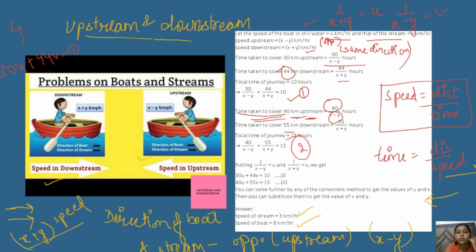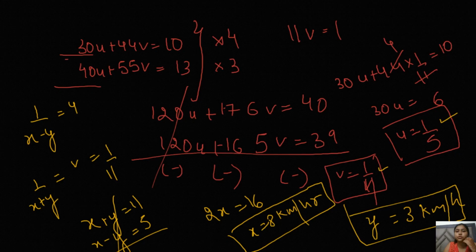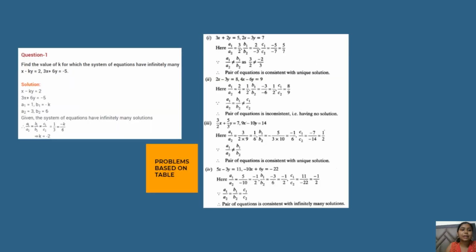I hope these upstream and downstream problems are clear to you. So let's move forward to our first exercise. I told you that I'll tell you certain problems based on the table mentioned in the first exercise. So these are those questions. First of all, look at these questions. Here these equations are given like this. These are the two equations.